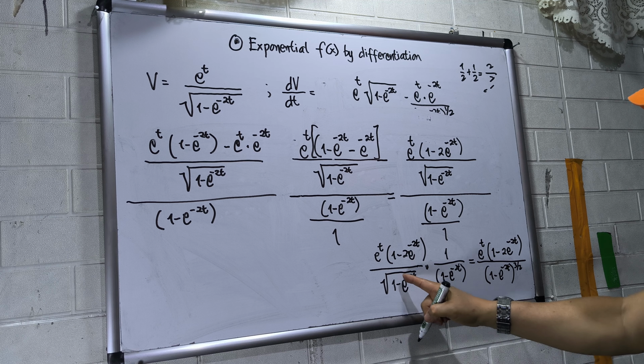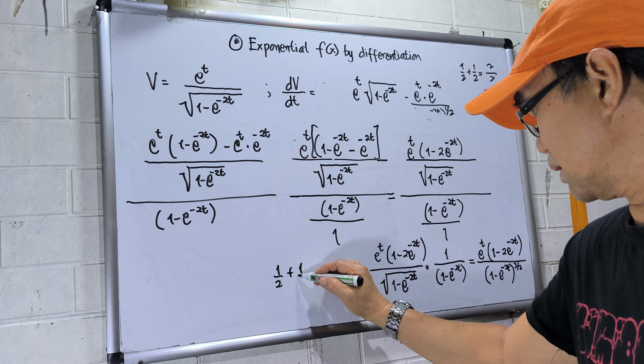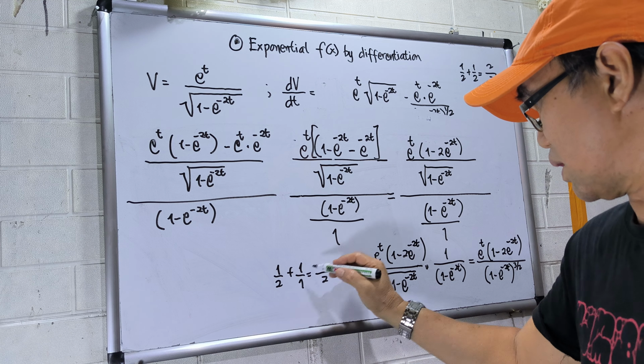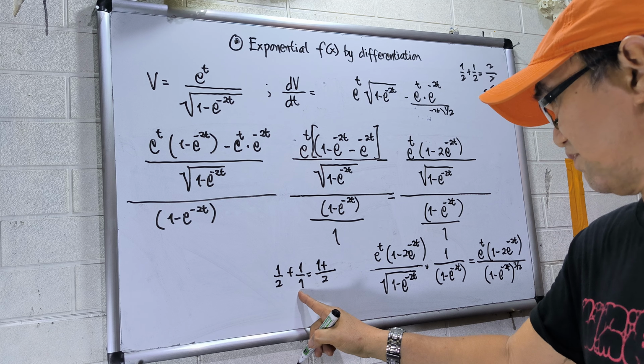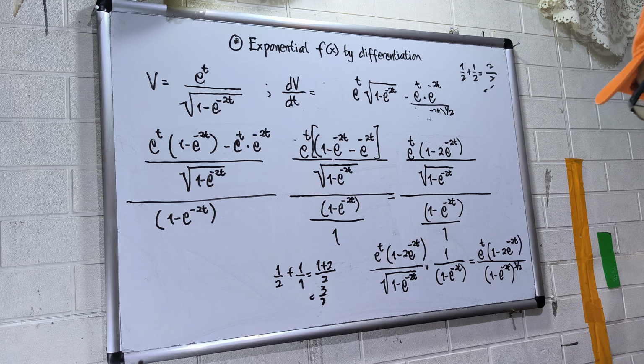Why? Because this is 1 half and then 1. 1 half plus 1. Okay? So the LCD is 2. 2 divided by 2, that is 1 times 1, 1. Plus 2 divided by 1, that is 2 times 1, 2. So this will be 3 halves. Okay? So this is 3 halves.